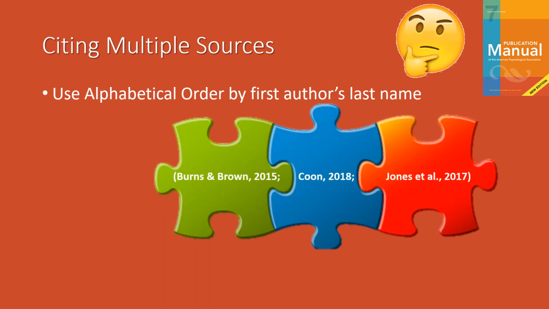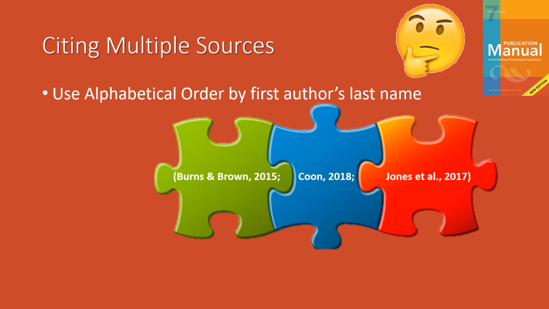When you are citing multiple sources, the rules have not changed. It's alphabetical order by the first author's last name. So in the previous slide, I showed you Kuhn 2018, Burns and Brown 2015, and Jones et al. 2017. If I wanted to cite all 3 sources within the same parentheses, because maybe all 3 of them said something similar, then I would have to order them not chronologically, but alphabetically by the first author's last name. So Burns and Brown is B, Kuhn is C, Jones et al. is J, so we would have to order them in the fashion that I have on this slide.